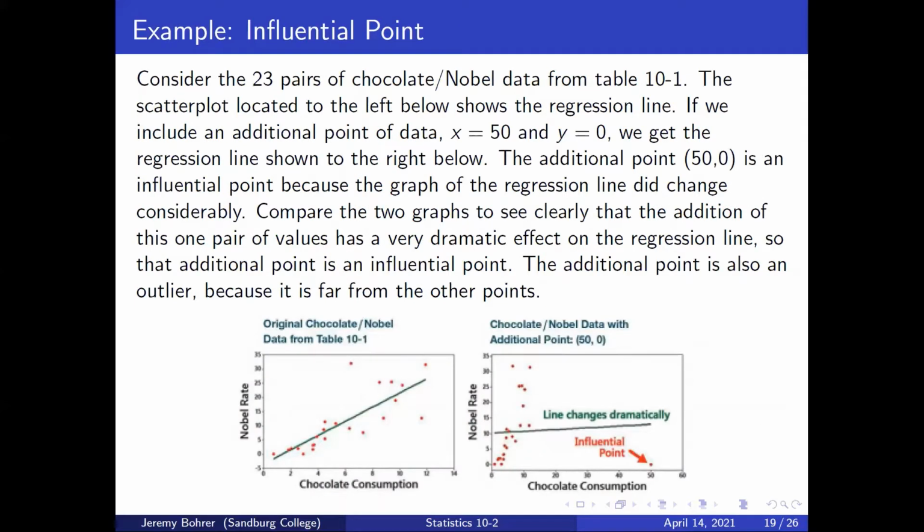Consider the 23 pairs of chocolate Nobel data from table 10.1. The scatter plot located to the left below shows the regression line. If we include an additional point of data, x equals 50 and y equals 0, we get the regression line to the right below. The additional point, 50, 0, is an influential point because the graph of the regression line did change considerably. Compare the two graphs to see clearly that the addition of this one pair of values has a very dramatic effect on the regression line. So that additional point is an influential point. The additional point is also an outlier because it is far from the other points.